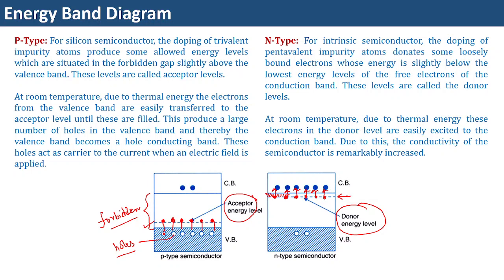All right. Consequently, the impurity atoms which provide electron in n-type are known as donor atoms. In the case of p-type, since the impurity atoms accept electron and ultimately make hole in the valence band, that is why they are called acceptor atoms. All right. So this is all about the details of p-type and n-type semiconductor on the basis of energy band diagram.